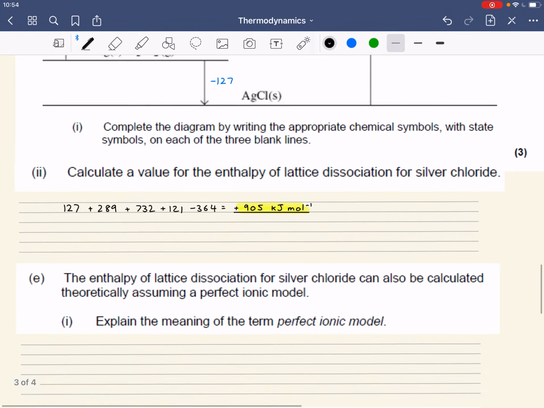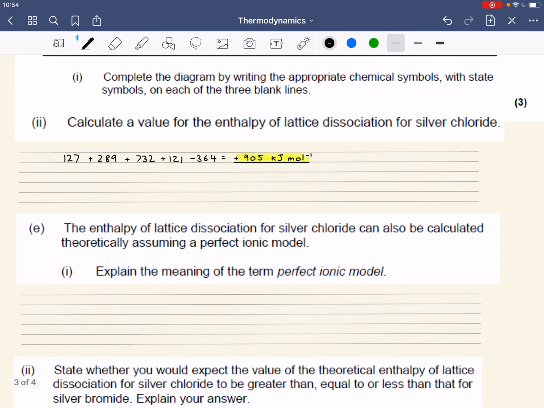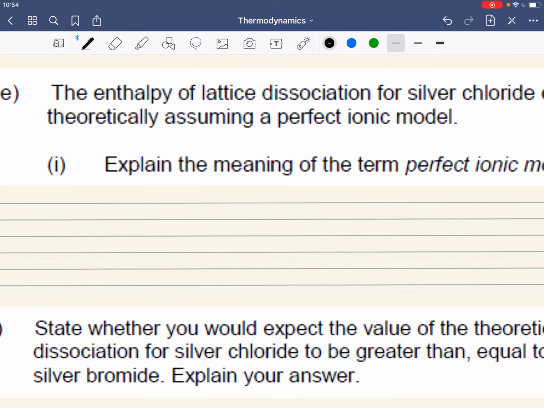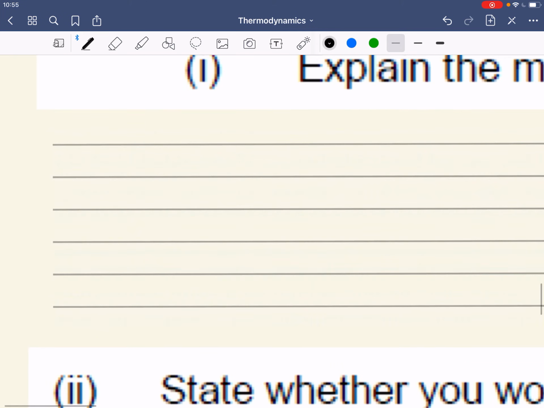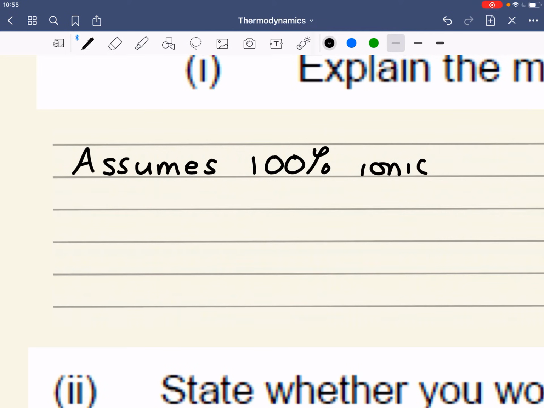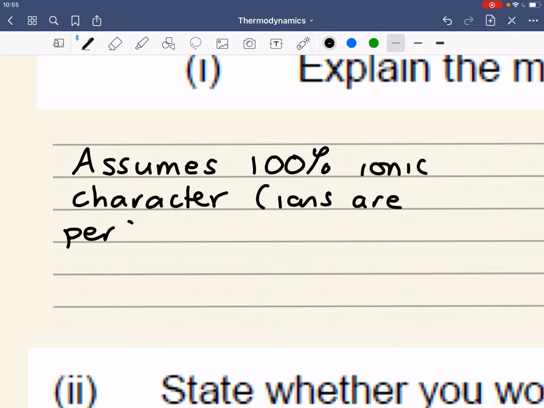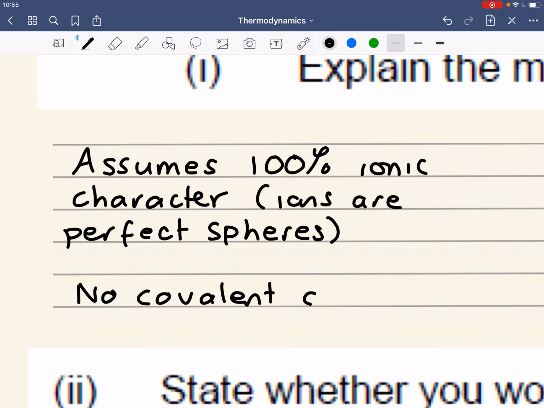It then says, the enthalpy of lattice dissociation of silver chloride can also be calculated theoretically assuming a perfect ionic model. What is a perfect ionic model? Explain the meaning. And that is, it assumes 100% ionic character, or ions are perfect spheres. You could have also said no covalent character.